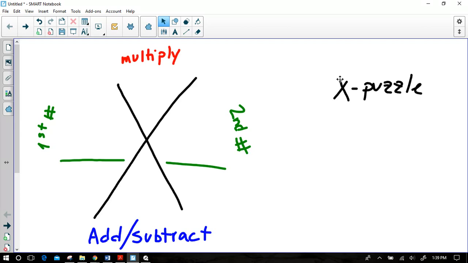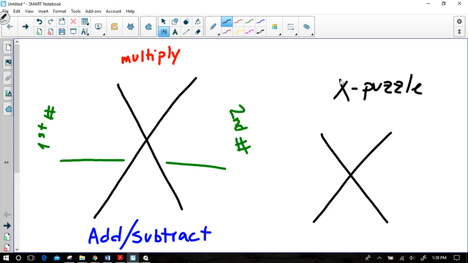So the top and the bottom, the red and the blue, that is the puzzle part. And green is going to be our answer to the puzzle. The first number and the second number are the answer to our puzzle. So now let's go ahead and just jump right in and we're going to try this, okay? So I'm going to make a new one over here.